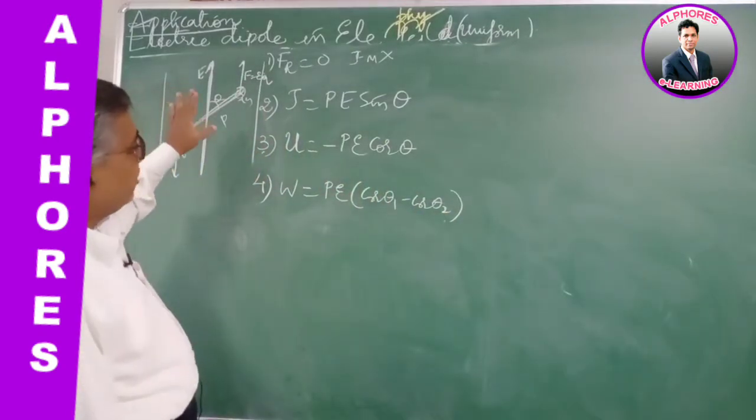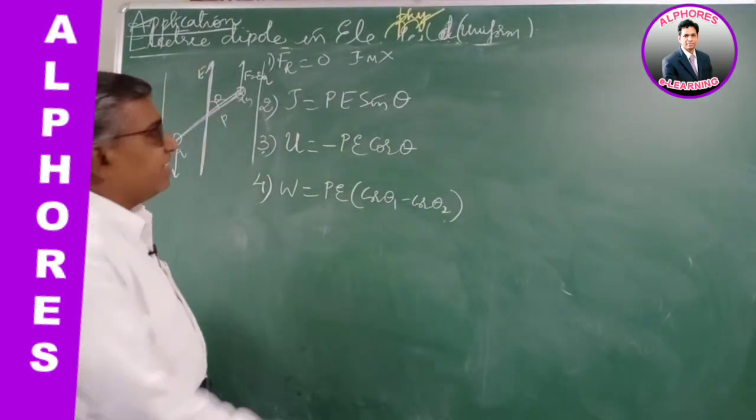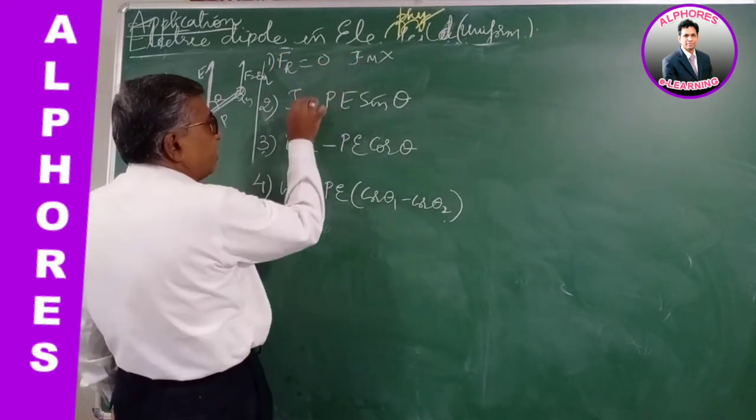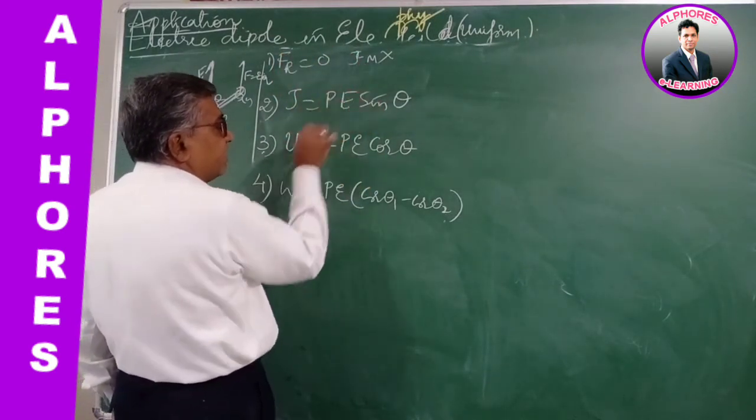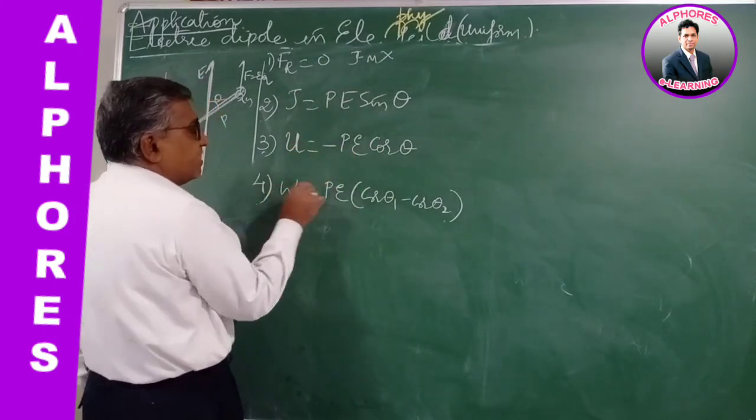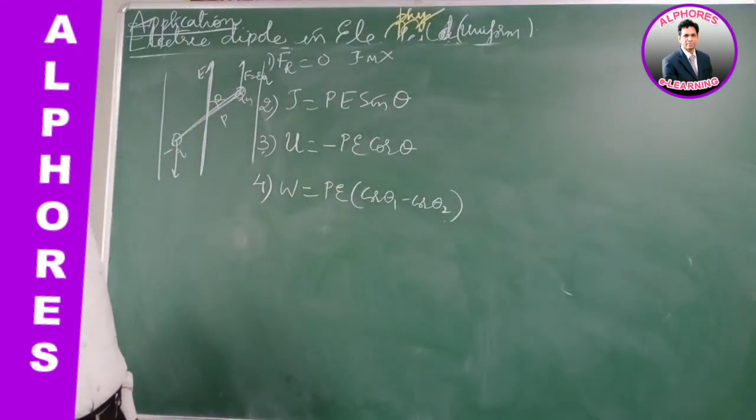So whenever a dipole is suspended in a uniform electric field, the force is 0, the torque is PE sin theta, the potential energy is minus PE cos theta, and the work done is PE times cos theta 1 minus cos theta 2.